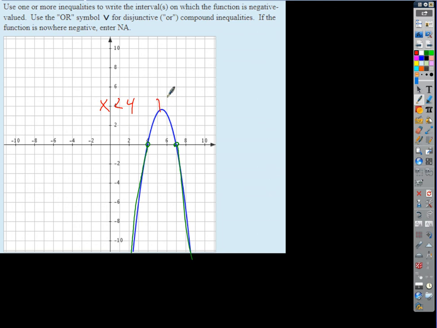Now we got another one, so we need to put an or in there. How about the other side? What do you think? Good, what do you think? How do I say this part? X is less than 7?